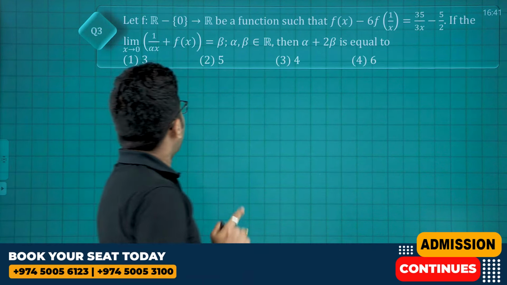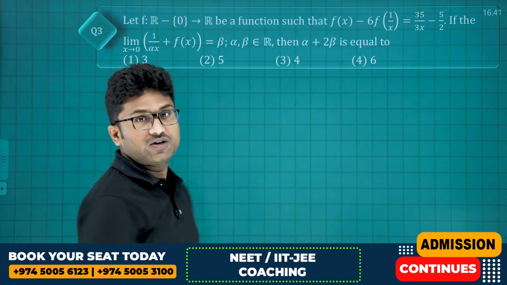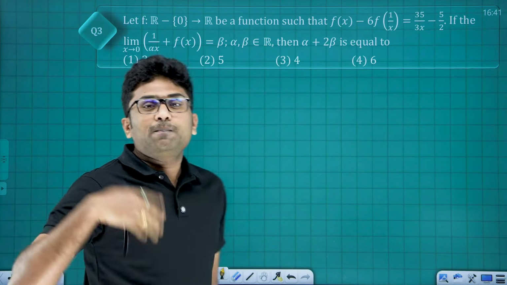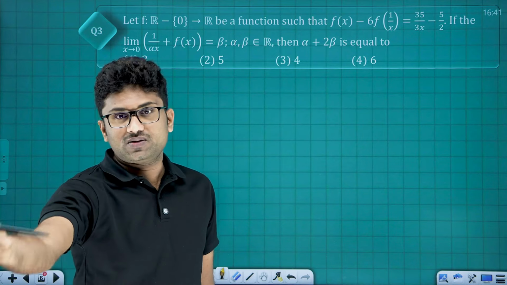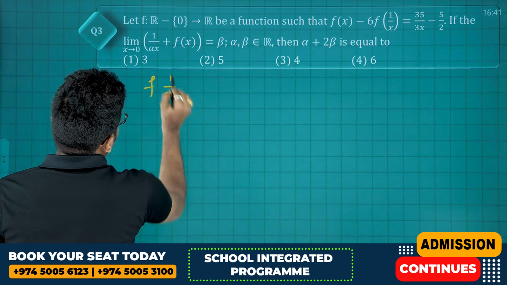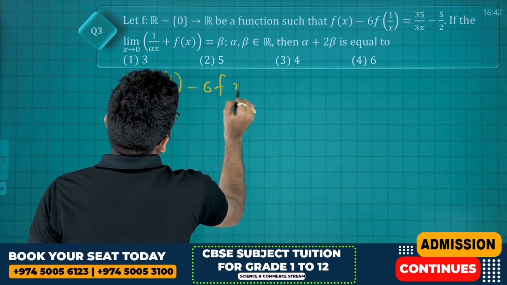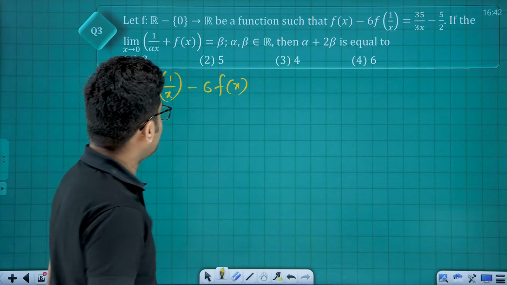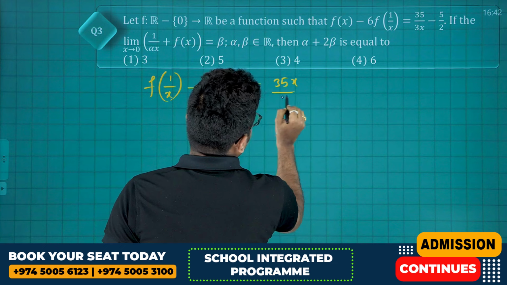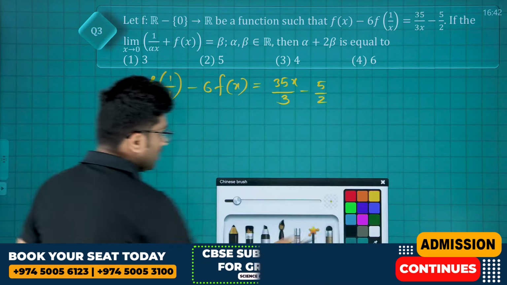Next question. f is a mapping from R minus 0 to R, a function such that f of x... See friends, reciprocal function, many times we have seen. The moment we see this, what we do? We just put 1 by x in place of x. So we'll get one equation, f of 1 by x minus 6 times f of x is equal to 35x by 3 minus 5 by 2. This is one equation. What is the other equation which was given?